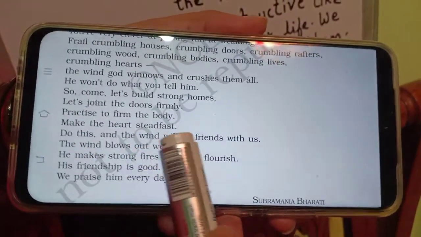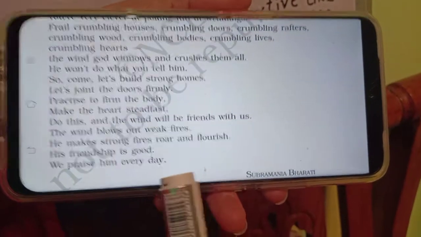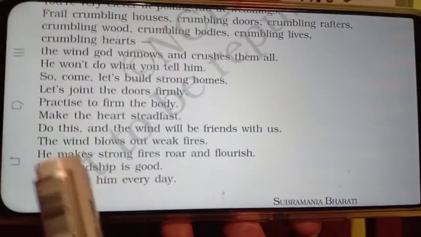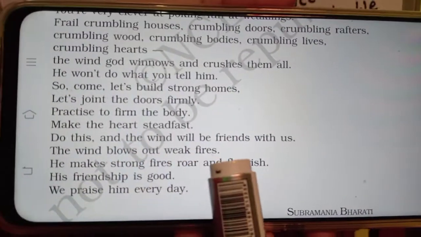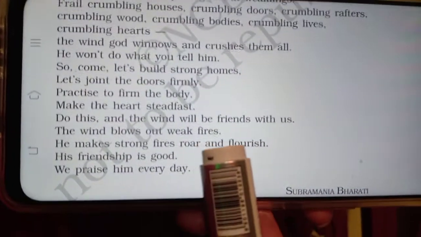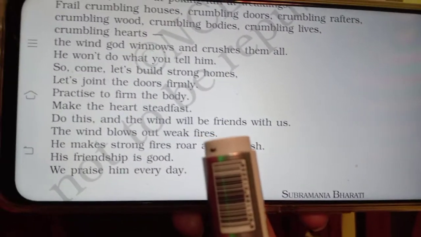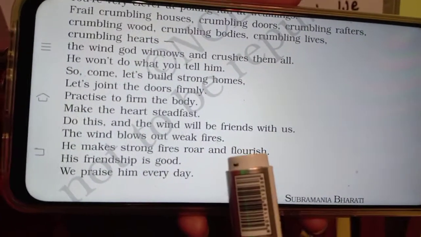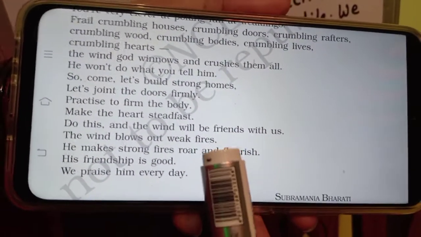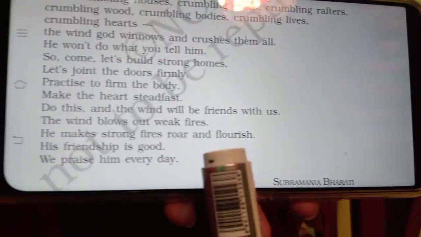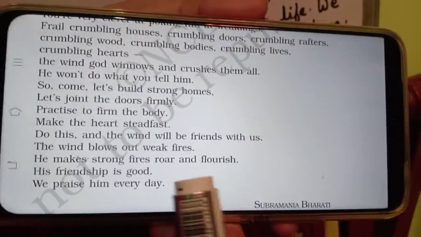The wind, very important line, students, please listen to these lines very carefully. The wind blows out weak fires. Means if you light a candle and then you keep it in the strong wind, the wind is going to blow it out. Means the weak fires. The wind is going to blow out the weak fires, means the hardships are going to destroy the weak people.